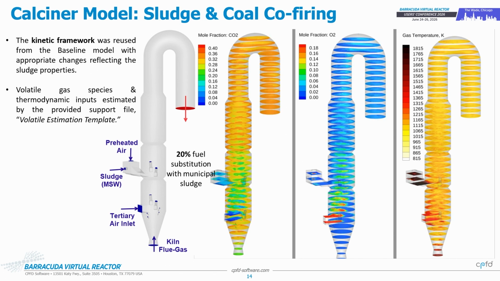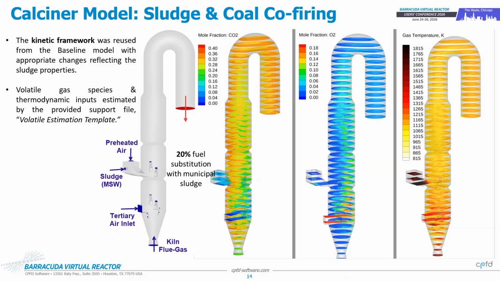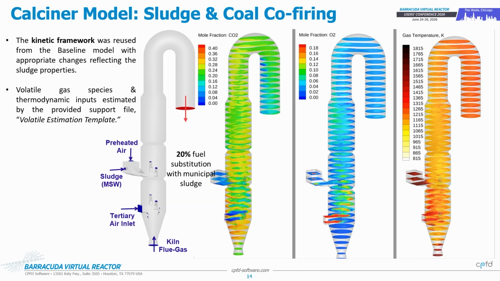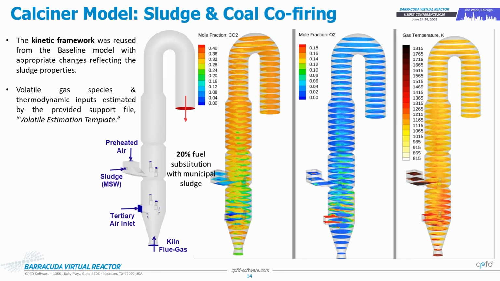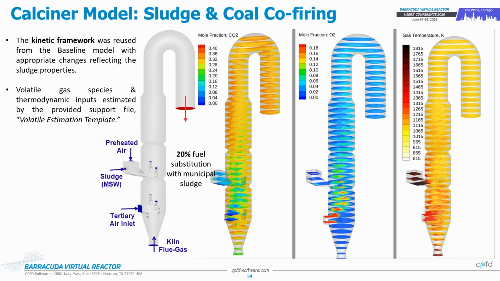And going back to the volatile estimation template, because the sludge has a different composition, I'm able to use this template to directly generate the volatile gas composition, the char composition, and the thermodynamic inputs, and directly input it into Barracuda and then run the model. So it was as easy as maybe an hour of time before I could start running this model.